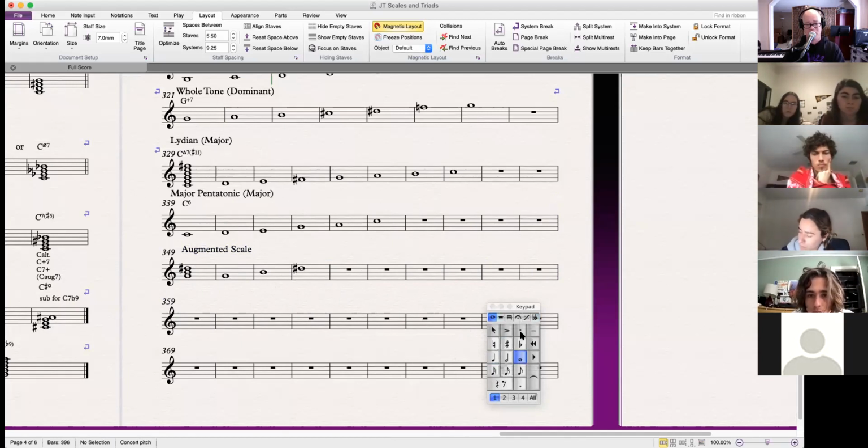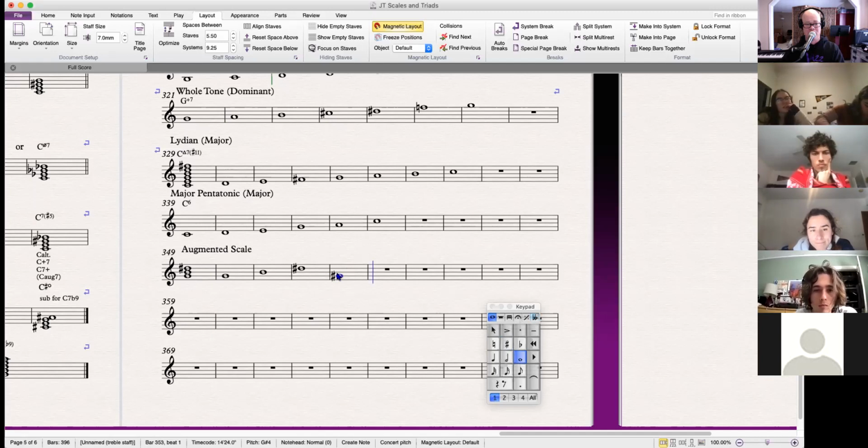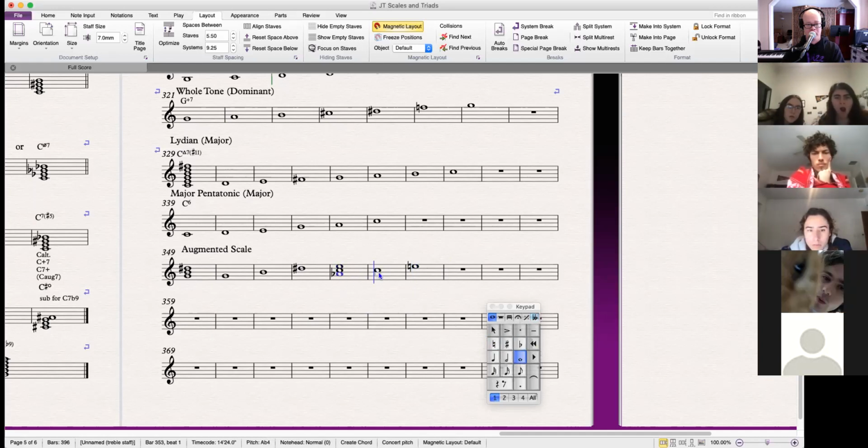My apologies. We do the same thing, but we build the scale a half step above the root. So G sharp, let's just call it A flat. That'll be easier to see. This is for an augmented scale. Thanks for bearing with me. Natural. Okay, there we go. All right. Now we'll build the scale.